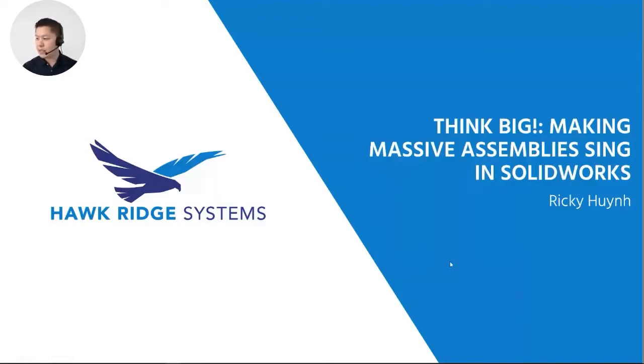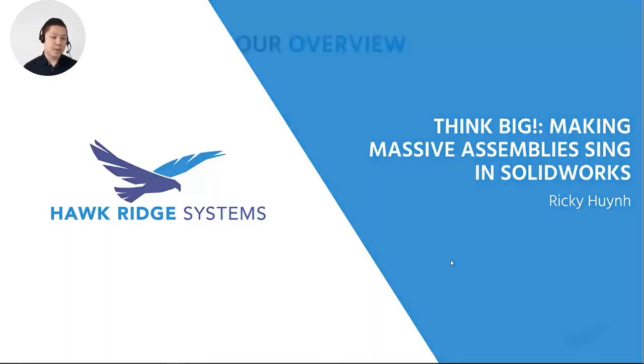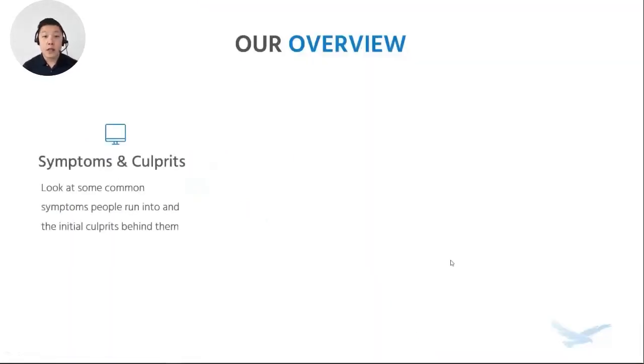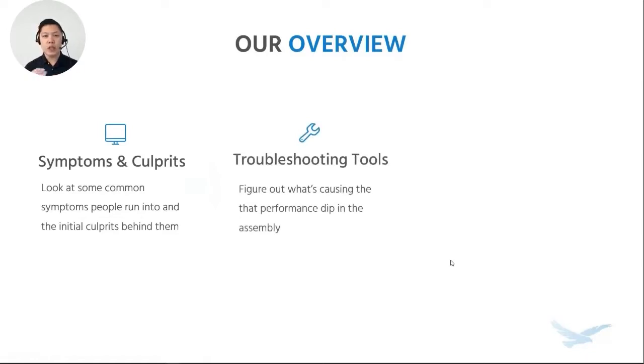So in today's presentation, what are we looking at? We're going to look at 3 specific areas. The first area is going to be symptoms and culprits. And we're going to look at the initial culprits, what we can take care of first. From there, we'll look at some of the troubleshooting tools that SOLIDWORKS provides us. We can see what's causing that performance dip, and then dive deeper and uncover, for example, which parts are problematic, which sub-assemblies are.